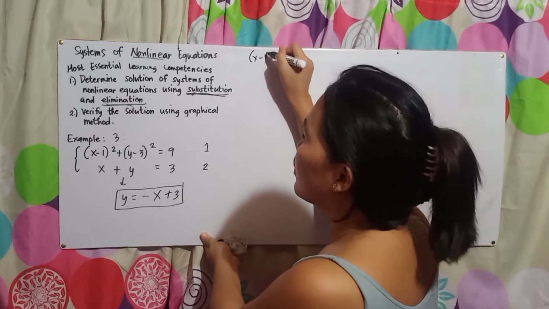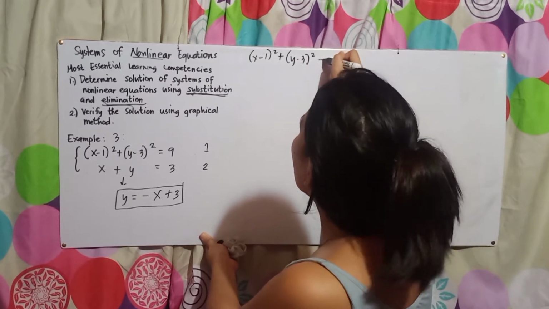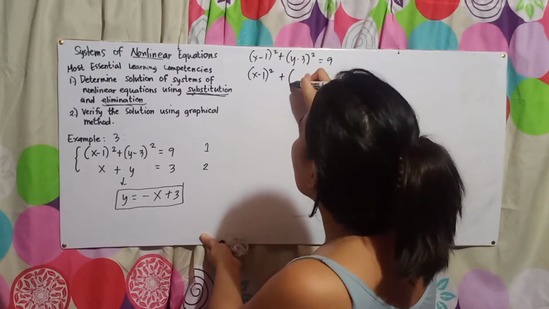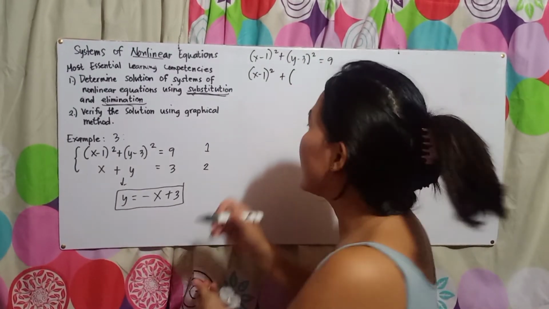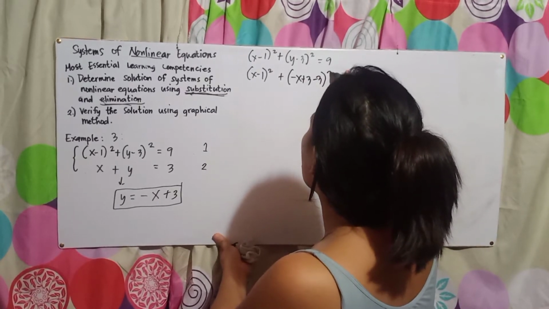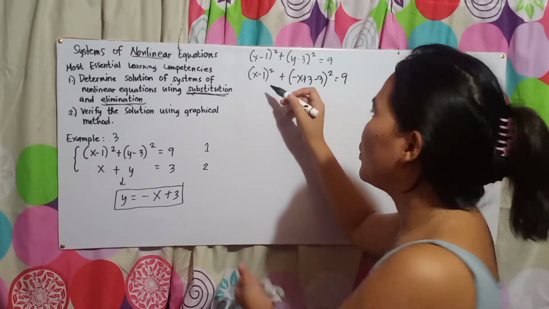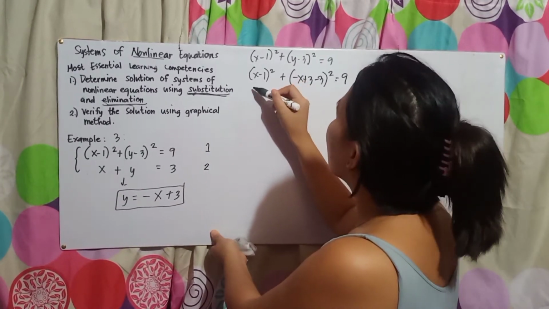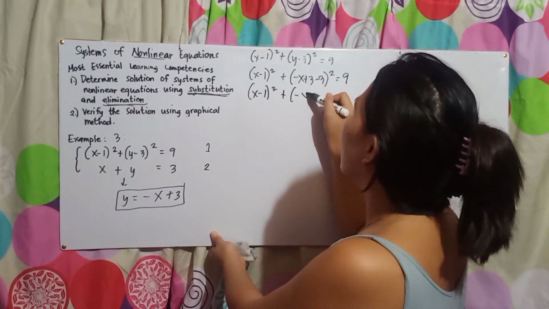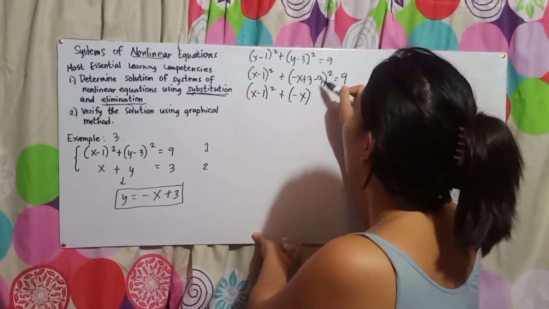So, x minus 1 squared plus y minus 3 squared equals 9. So, x minus 1, and the y is negative x plus 3. Okay, next is to compute. So, x minus 1 squared plus negative x, positive 3 minus 3 is 0. So, it's 0, we just copy.